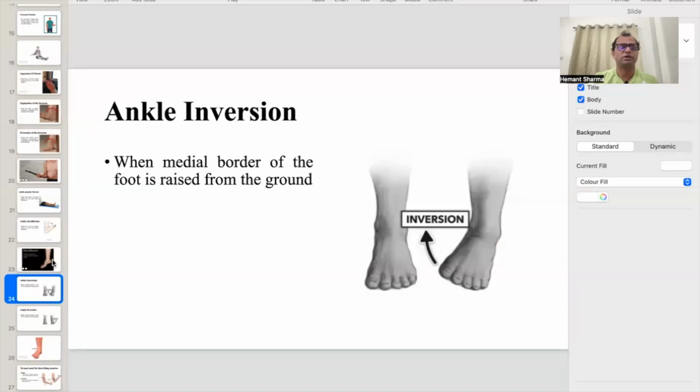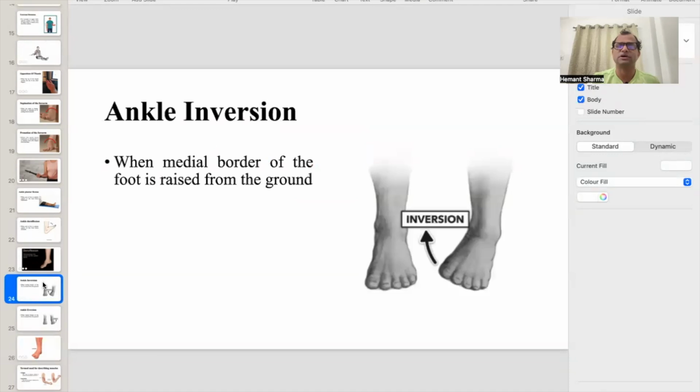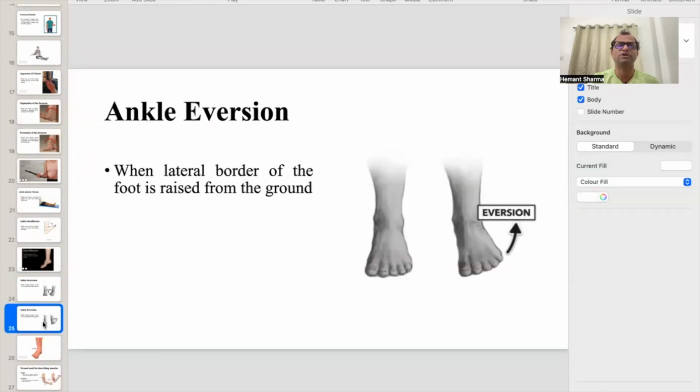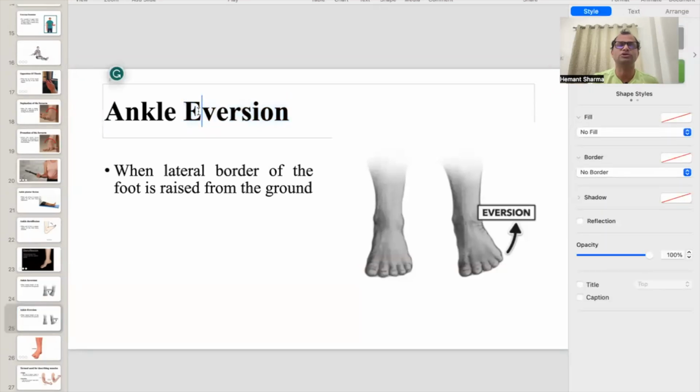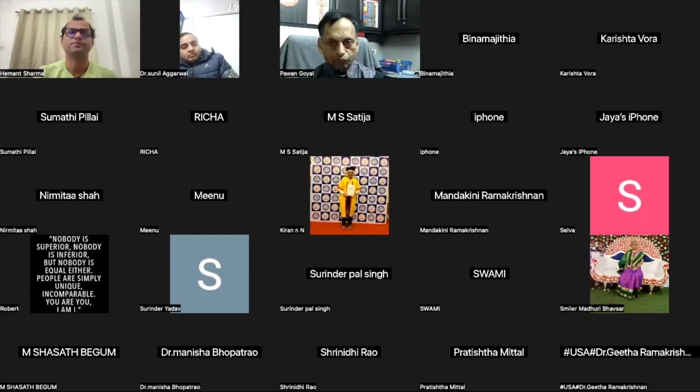Now the next word that is called inversion and eversion. There are two words, inversion and eversion. In means अंदर की ओर, e means outer. The meaning of e is outer. The meaning of in is inner. So look at here. The meaning of inversion.